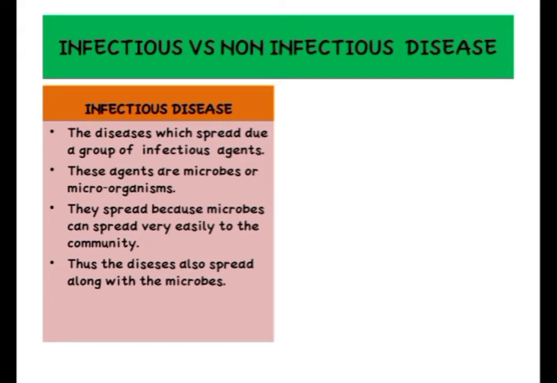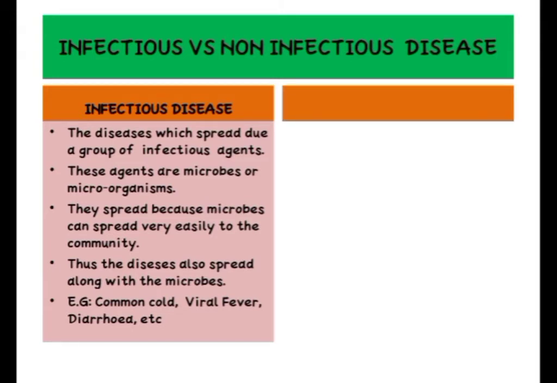If I ask you what is infectious disease, what will be your answer? The diseases which spread due to a group of infectious agents, that is microorganisms, are called infectious disease. Some examples are common cold, viral fever, diarrhea, etc. Fever and common cold are generally caused because of some microbes. Some microbes are responsible for these diseases. When microbes travel from one person to another, then this disease also travels. Because of this, these types of diseases are known as infectious disease. That means you can have an infection from someone, then you can have this disease.